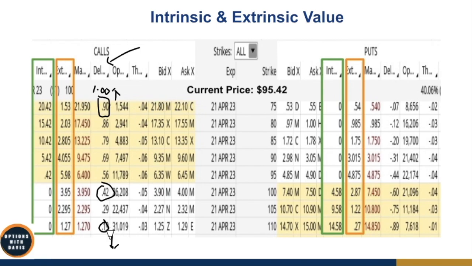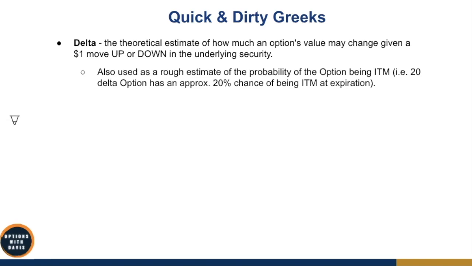But on the other hand, if you have the delta that's very low, that means it's less sensitive to the price movement of the stock. So even if the stock moves $1, you can see the option pricing only moves by 0.19 cents. Now the other way which we use delta is as a rough estimate of the probability of the option being in the money. So a 20 delta option has an approximately 20% chance of being in the money at expiration, which also means that if you are short the option, it has an 80% chance of being in a profit, right? Because for a short option, what we want is for it to expire out of the money at expiration.